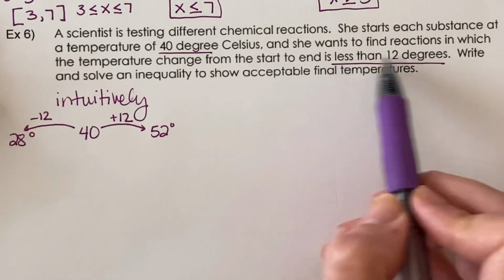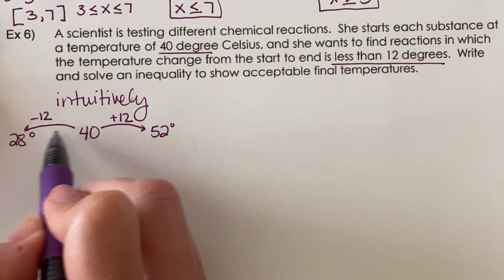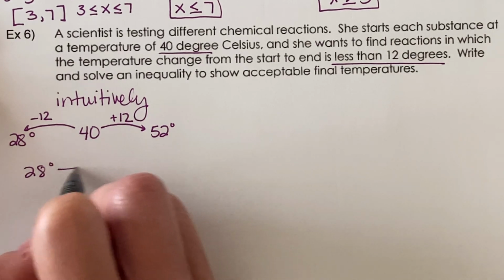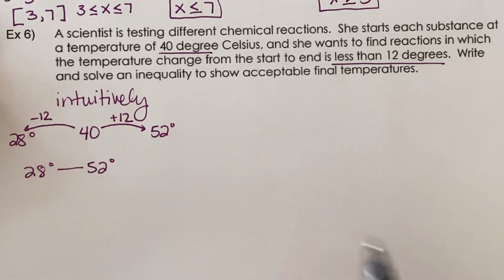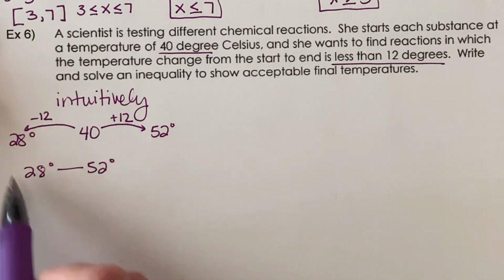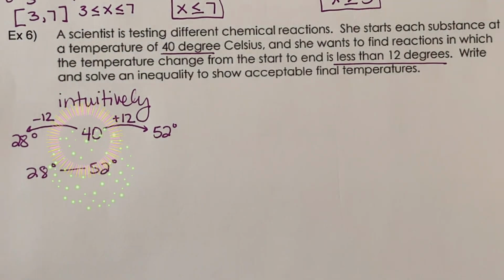And if I want less than 12 degrees, that means I could have 11 or 10 or 9. That means I'm looking at this 28 degrees to 52 degrees final temperature, which would be A-okay. Anything in this range would be acceptable. Great, that's an absolute value.